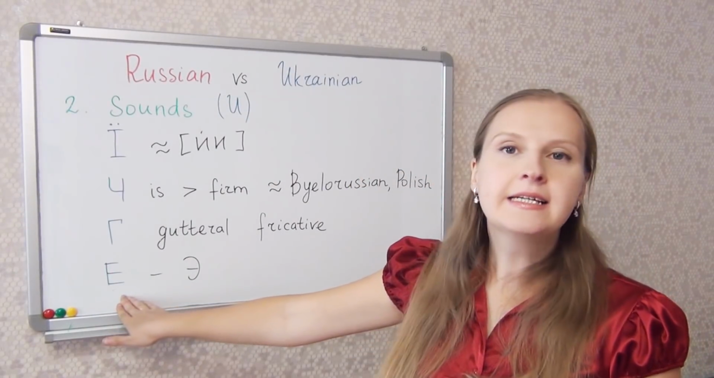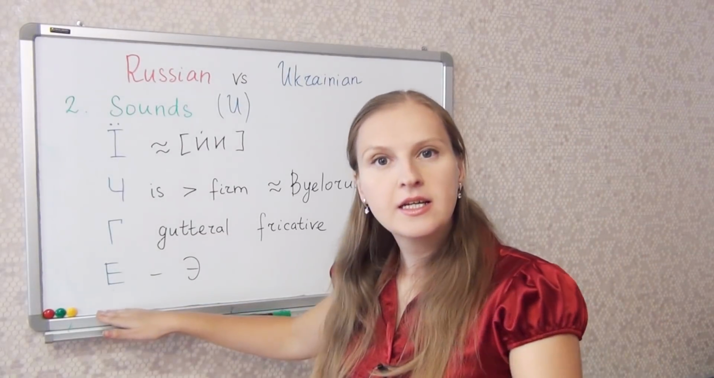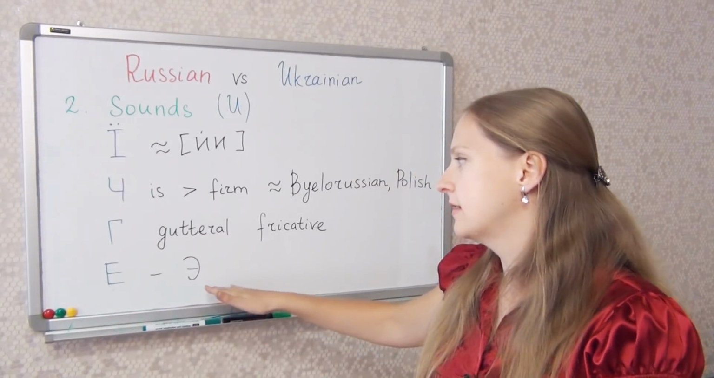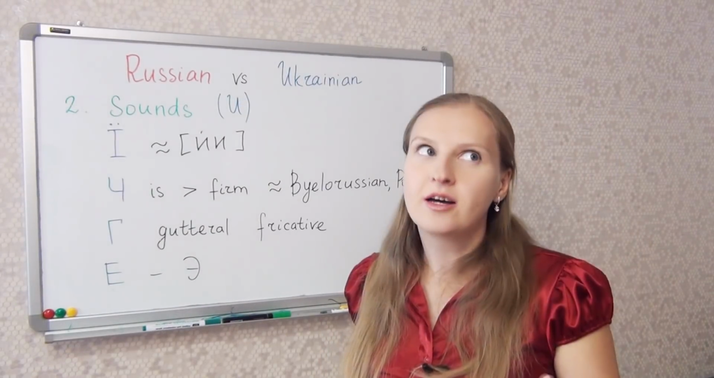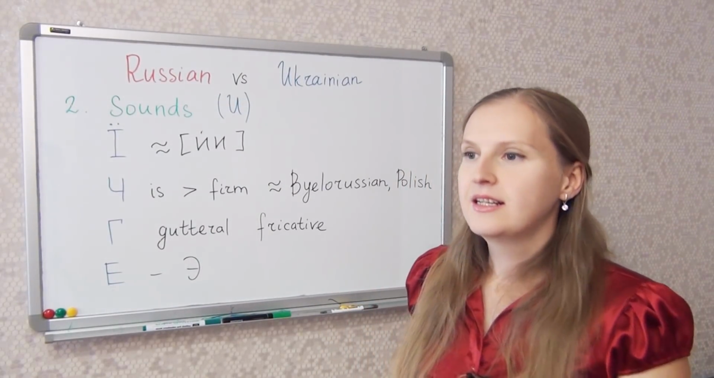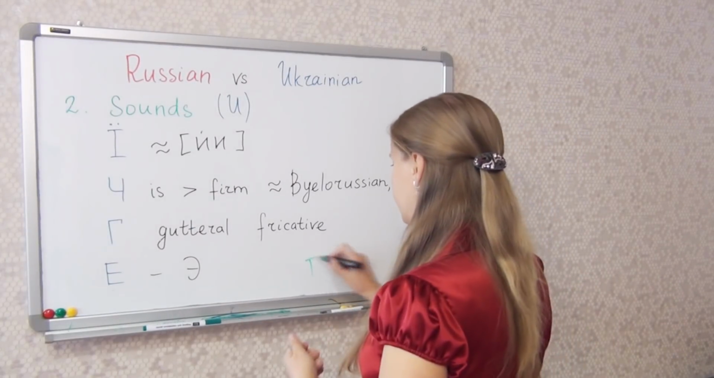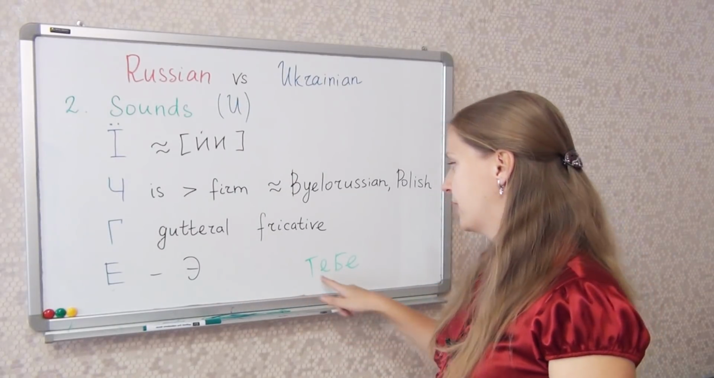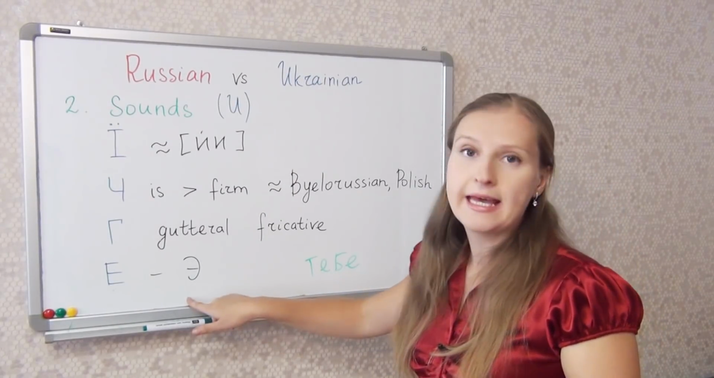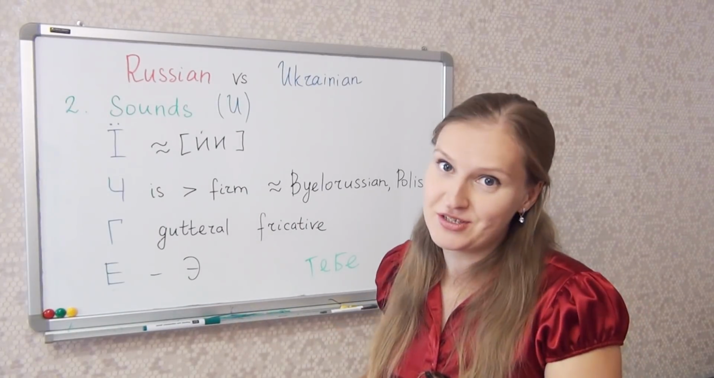Now, ye is pronounced like e in Russian. So Ukrainian ye is pronounced like a Russian e. That's why we say not тебе, like in Russian, but тебе. We pronounce ye as e in Ukrainian, if we compare it to Russian.